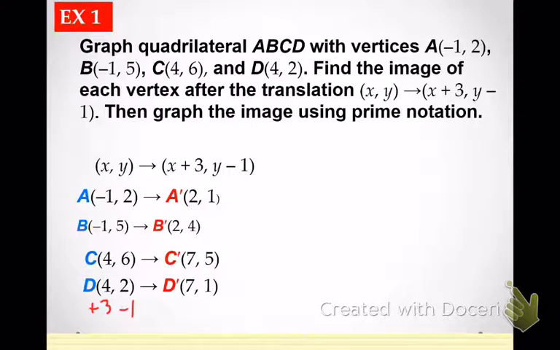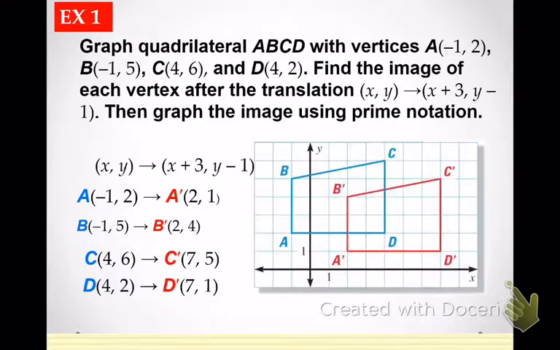Now with these new vertices, we can graph our image. And again, I'll let you try that on your grid there. So take a second and graph those new points. Make your new quadrilateral. And when you do, you should get this. And then again, make sure you label your vertices. So A, B, C, D. And then A prime, B prime, C prime, D prime. We need to be able to differentiate between the image and the pre-image, and so we have to make sure that we label our vertices. Okay? That's all there is to it. We're just going to add 3, subtract 1 from every coordinate.